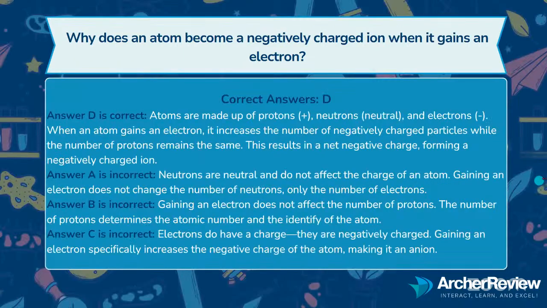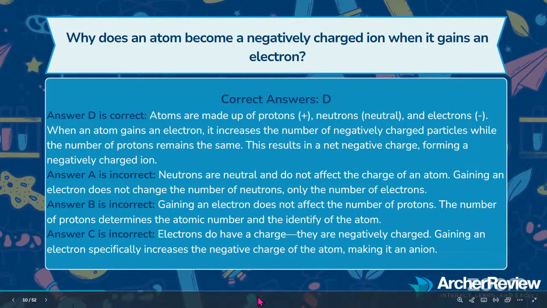Hey, hopefully you chose answer D, which I think many people did. So very nicely done. Remember that atoms are made of protons, which are positive, neutrons, neutral, and electrons, negative. So if we gain an electron, it's increasing the number of negatively charged particles, and this results in a net negative charge. And so that's forming that negatively charged ion.